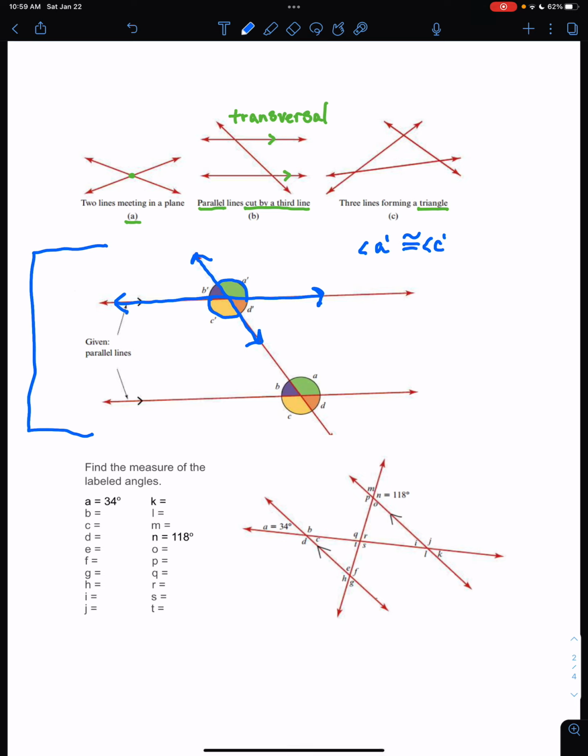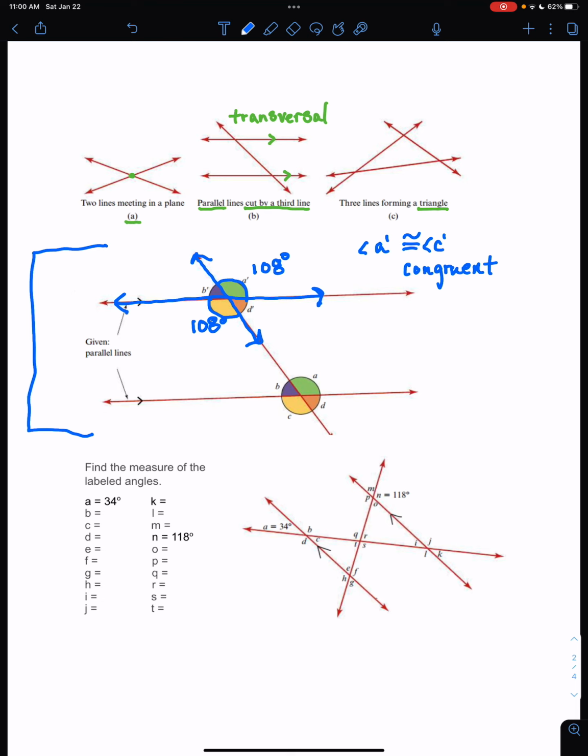What does congruent mean? I'm going to write congruent here. Congruent means that they have the same measurement. So let's say we knew that angle A prime is 108 degrees. Then we know that C prime is also 108 degrees.